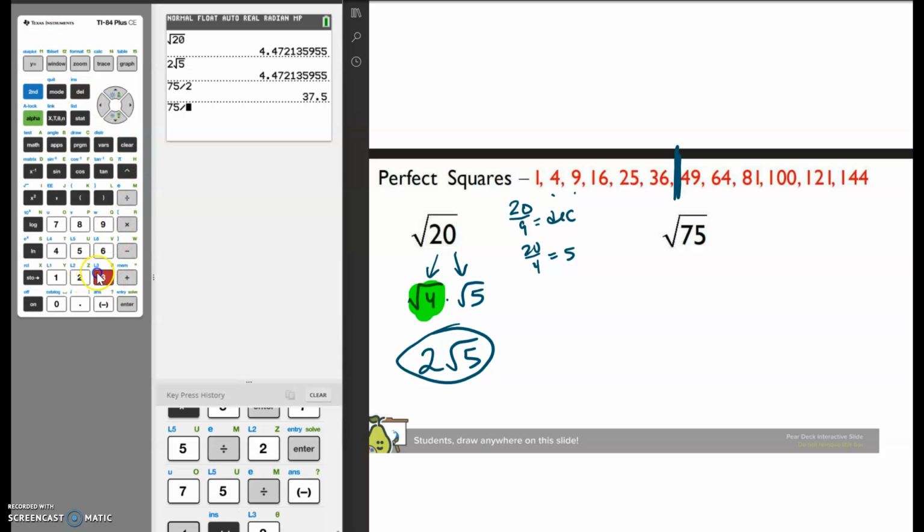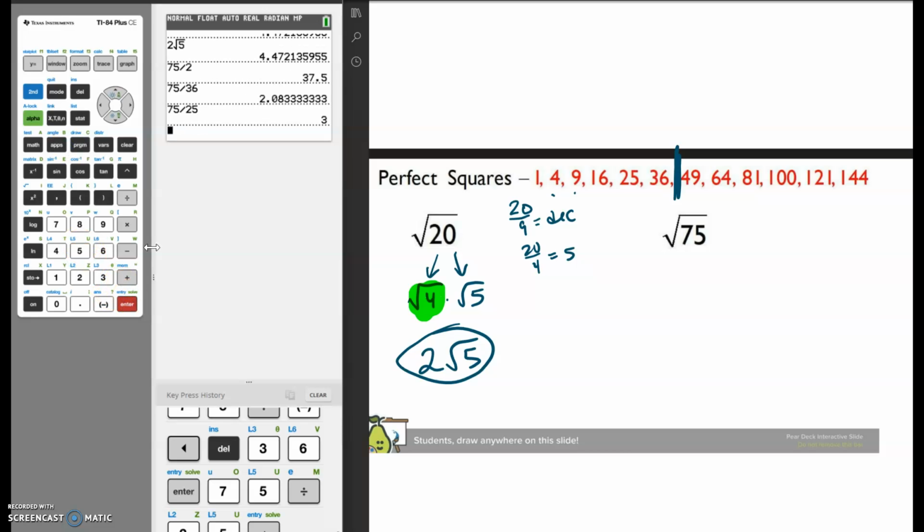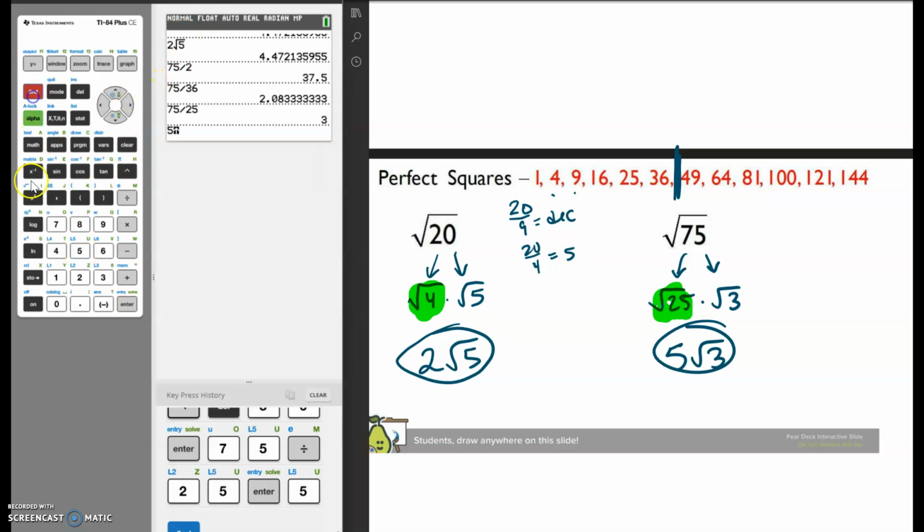75 divided by 36, decimal, don't want it. 75 divided by the next perfect square in our list, which is 25, is 25 times 3. So the square root of 75 is the square root of 25 times the square root of 3, and the square root of 25 is simplifiable. The square root of 25 is 5. So our simplified answer is 5 times the square root of 3.